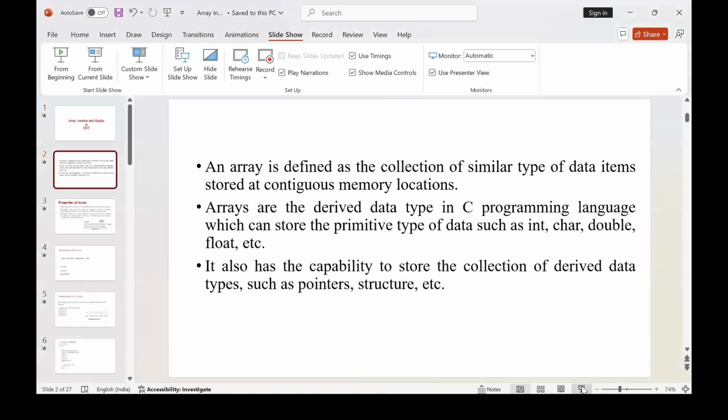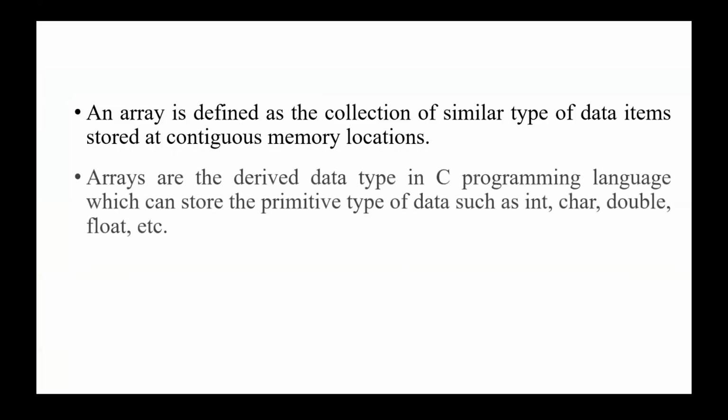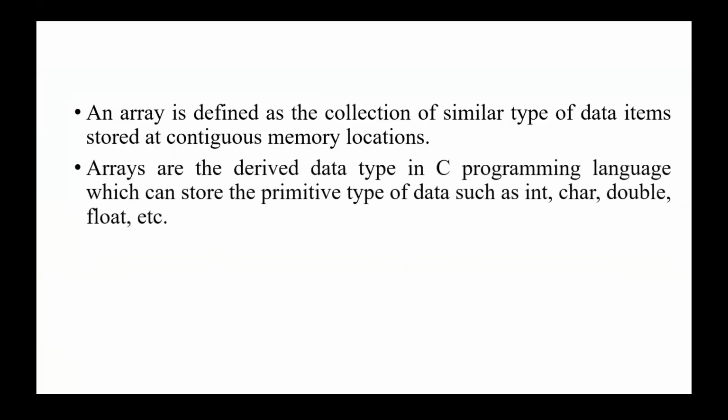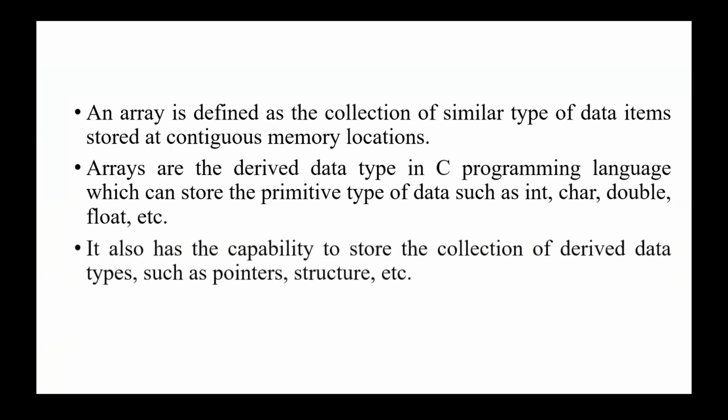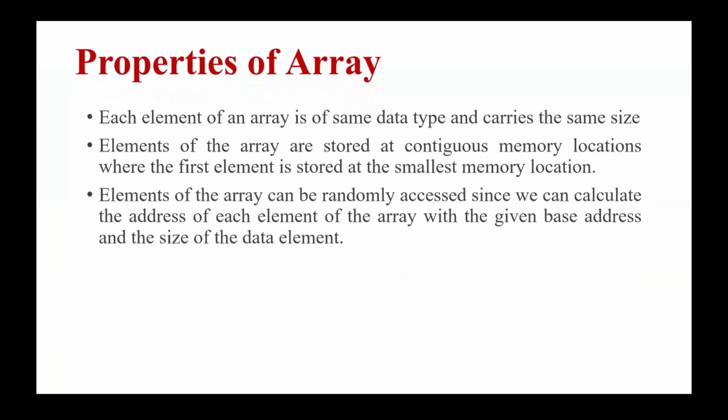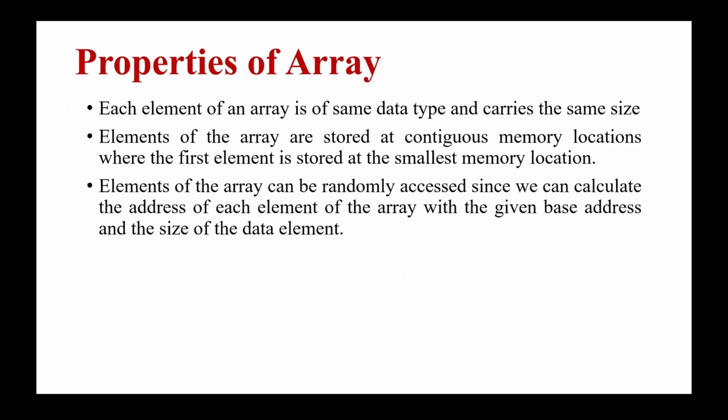So the second point is that arrays are a derived data type, because from any data type we can define the array, whether it's an integer or a character or float or double. It can also store derived data types like pointers. So array of pointers is possible, array of structures is possible. So what are the properties of an array? Each element of the array, being of the same data type, carries the same size.